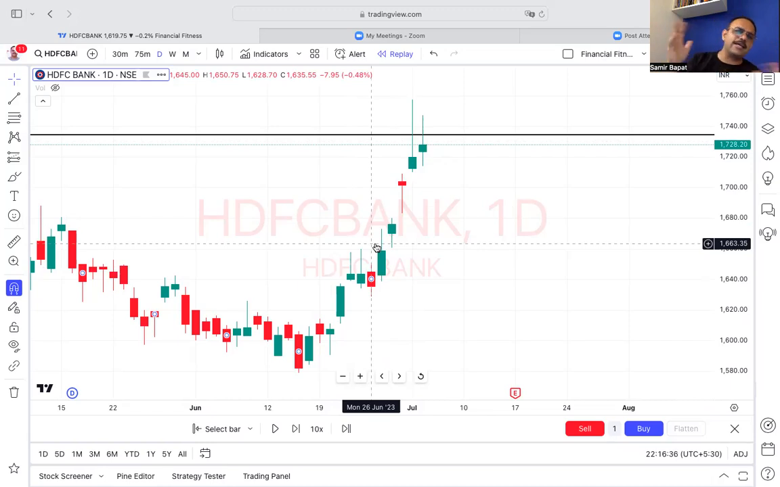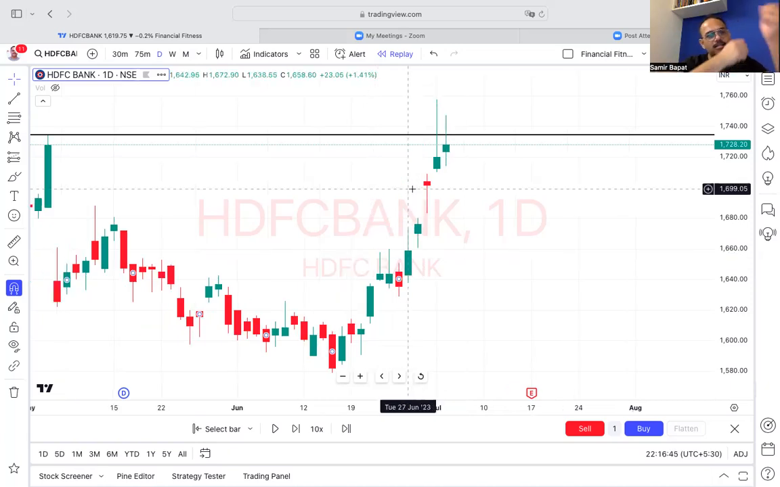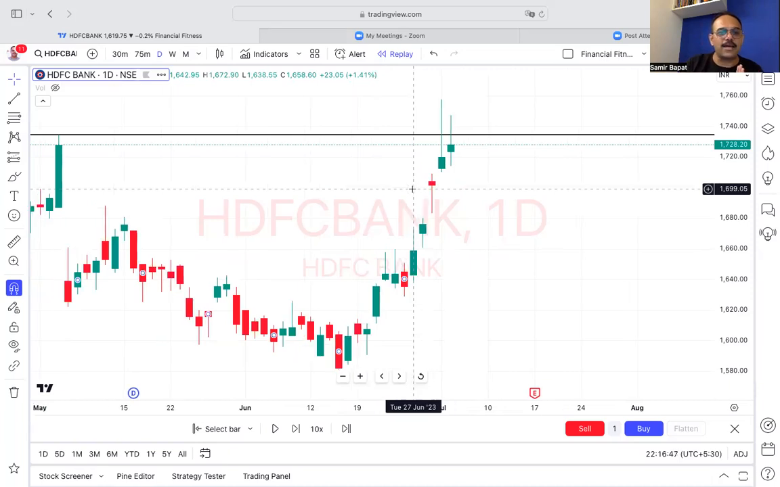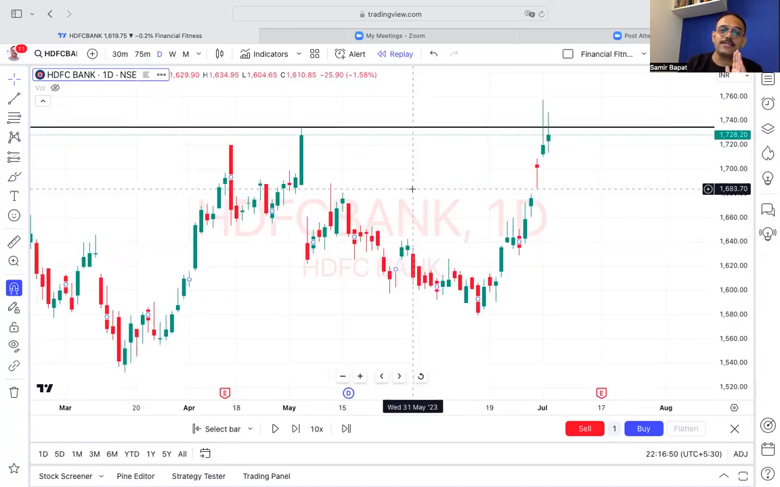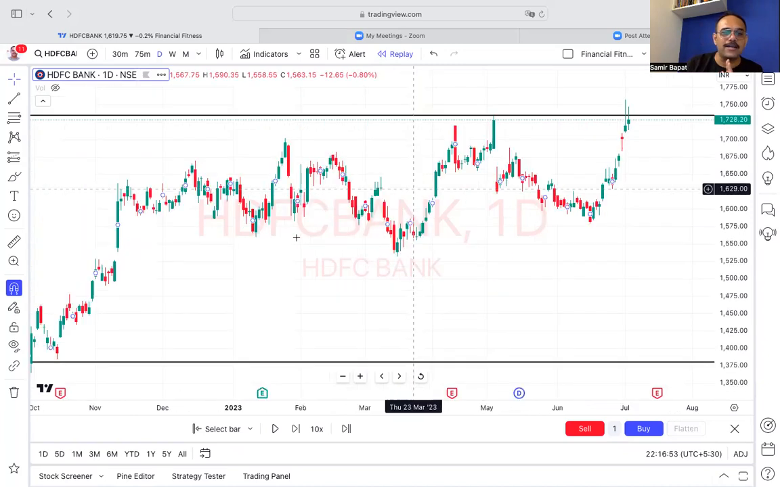Bulls are pushing hard to take it up, but the bears are still trying. So the appearance of a longer upper wick is an indication that the bears are trying to pull. This is a slightly weak situation, it will not go up that easily. You have to be cautious about it. So you can go and practice.